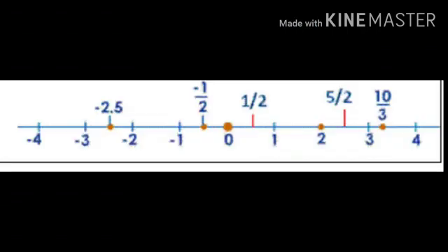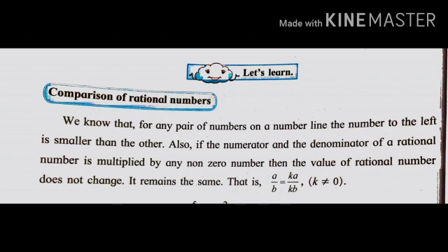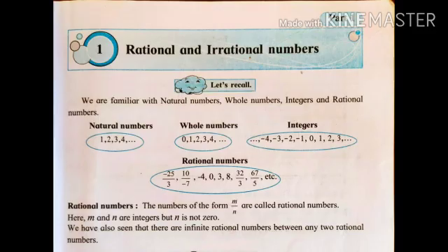Last time we learned to show rational numbers on the number line and the comparison of rational numbers, from Lesson number 1, rational and irrational numbers. Some homework was also given to you, which you might have definitely completed.